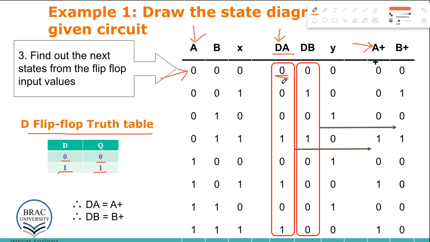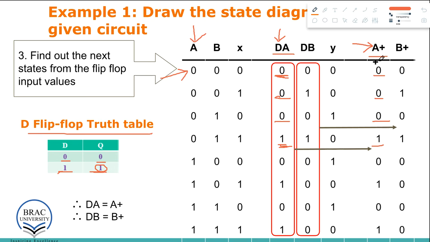So here the flip-flop input is 0, so the output is 0, so that means the next state would be 0. In the next row the flip-flop input is 0 again, so the next state would be 0 again based upon the truth table. Flip-flop input 0 and next state is 0, and when the flip-flop input is 1, based upon the truth table the output was 1, so that means the next state would be 1.